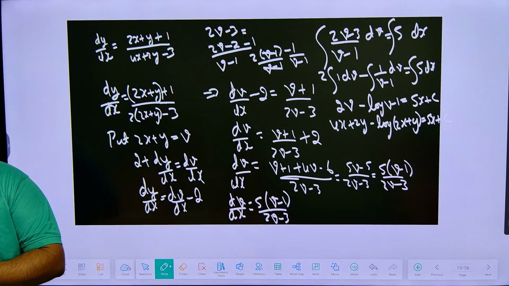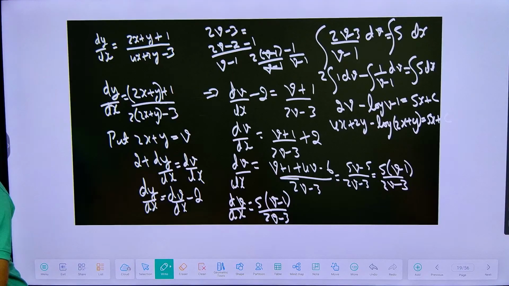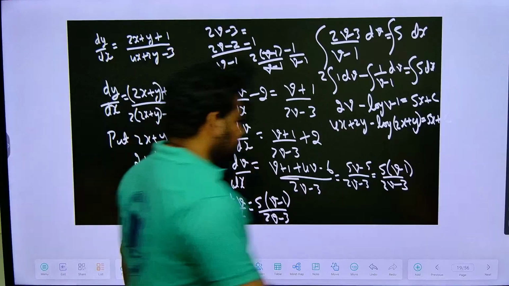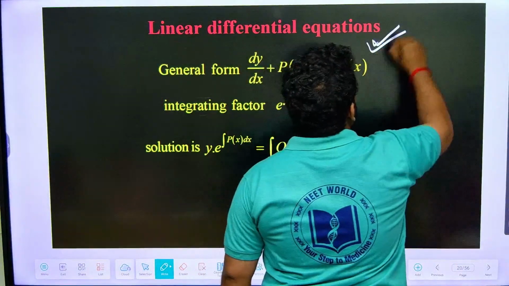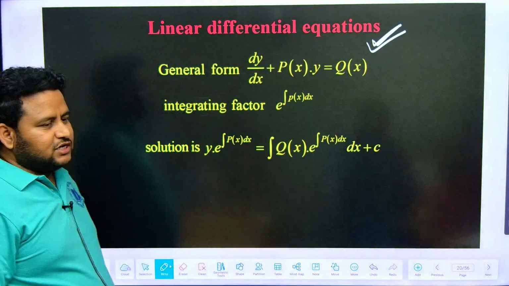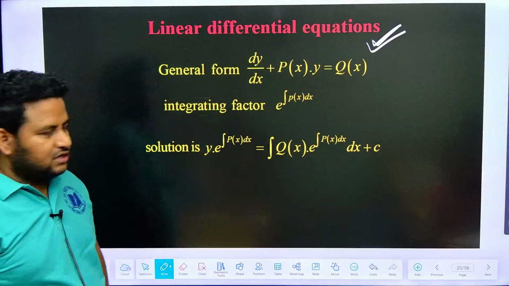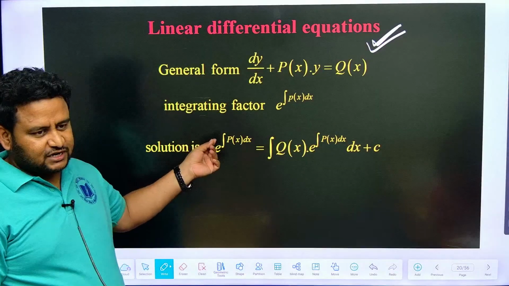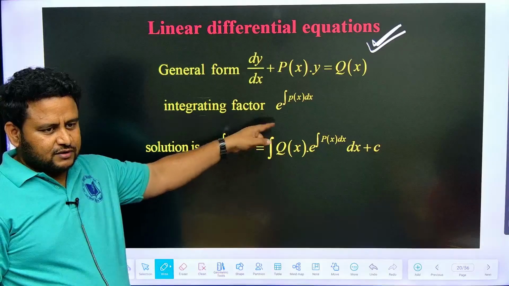Linear is there, no? Yeah, we will do linear. Good. So this is of highest importance, linear differential equations. The general form: if they give dy by dx plus p of x times y is equal to q of x. If it is of this form, what will you do? The integrating factor will be e power integral of p of x dx.